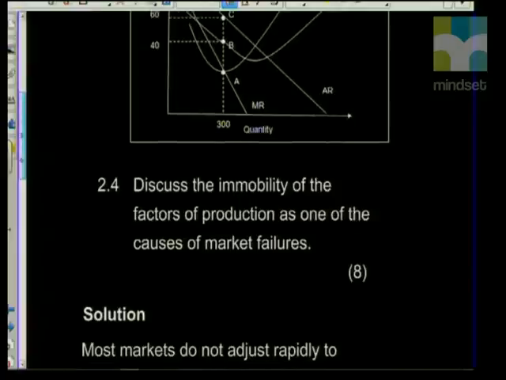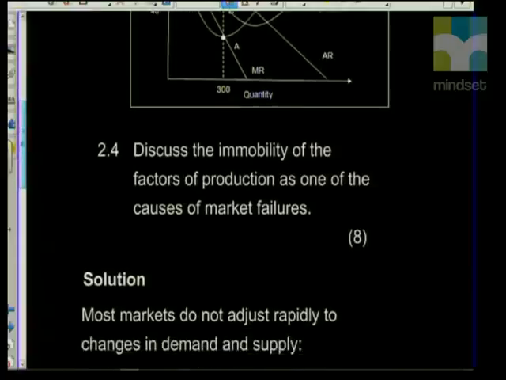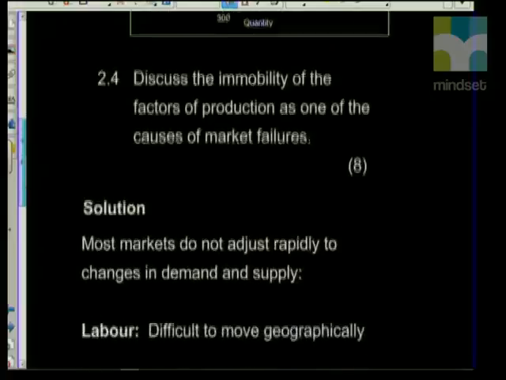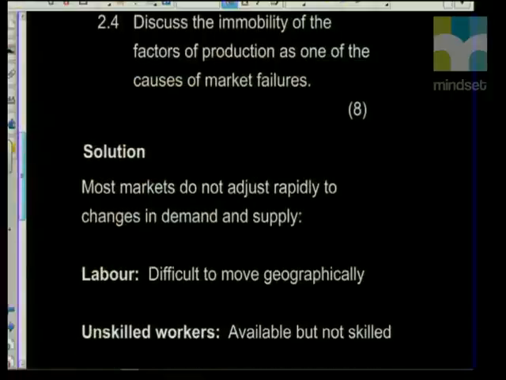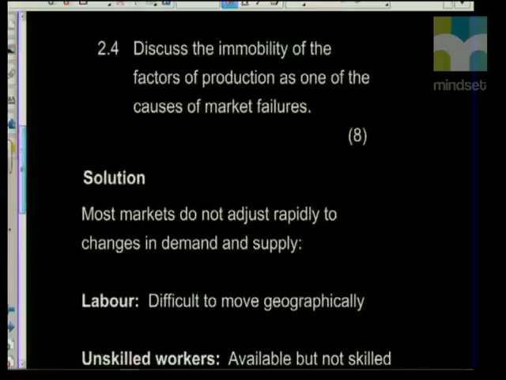Then question 2.4. Discuss the immobility of the factors of production as one of the causes of market failure. So now towards the end of each one of these questions on a section in the textbook, you will find two 8-mark questions. So question 2.4 is your first 8-mark question. Usually you have to write down 4 facts for 2 marks each.